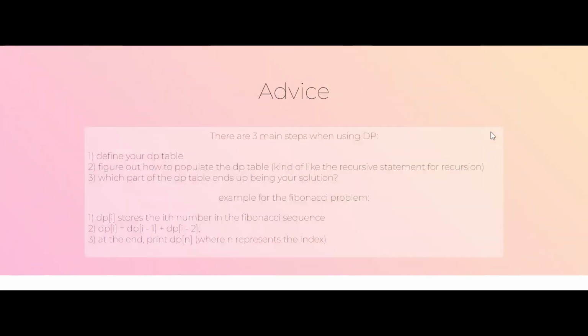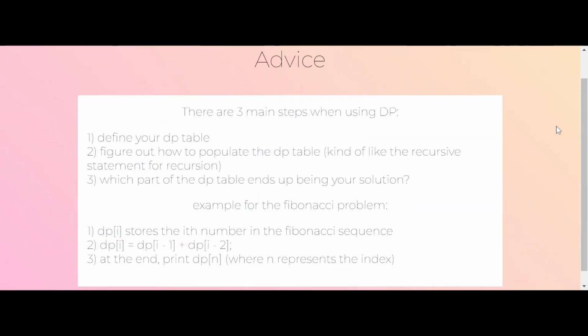So what is some advice for beginners using DP? There are 3 main steps when you're trying to use DP. First, you have to define your DP table, which is kind of like the array, the 2D array, the vector, whatever you want it to be, that stores the values that you want to remember. Second, you have to figure out how to populate your DP table, which is kind of like the recursive statement for any recursive algorithm.